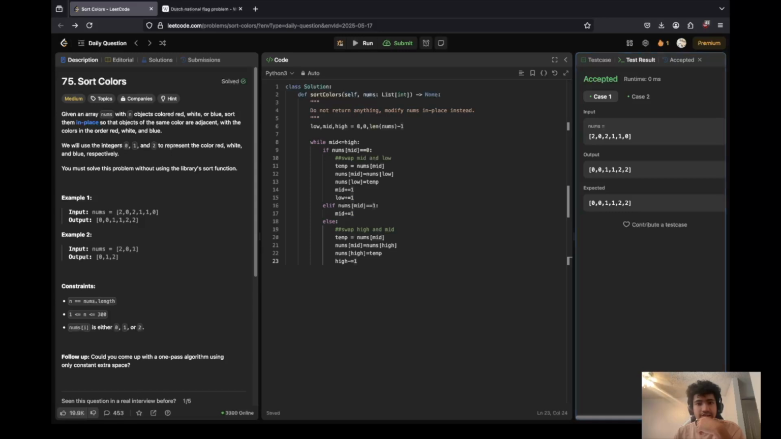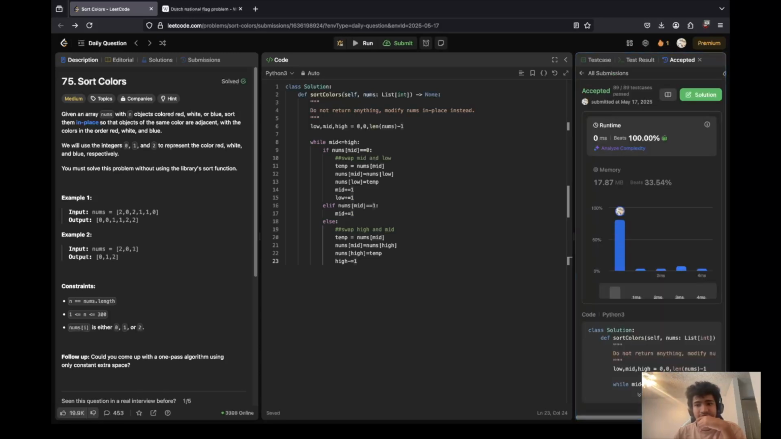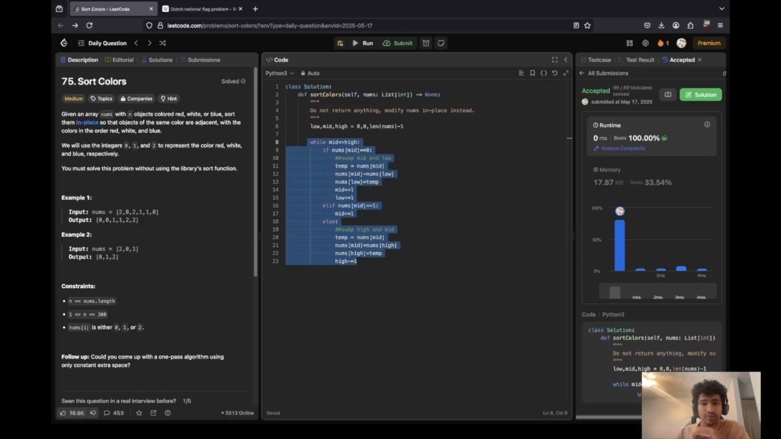and it is passing test cases. We'll submit this up. It says accepted, and so this will be a one-pass approach as is mentioned in the follow-up, and time complexity will be big O of n. The space complexity would be big O of 1 since we are doing an in-place modification.